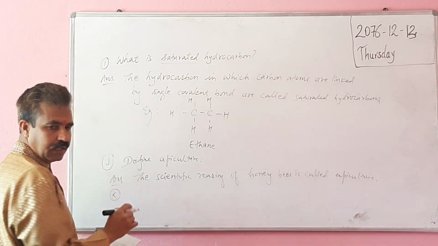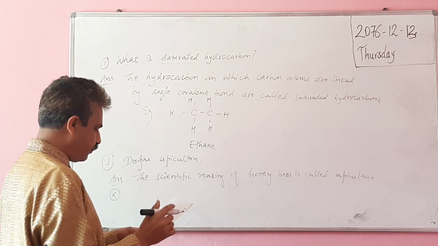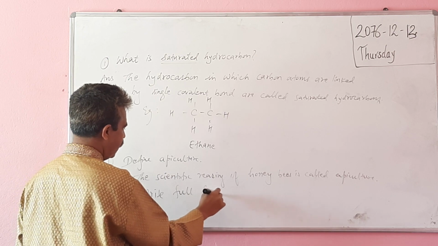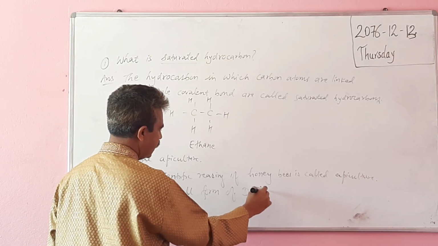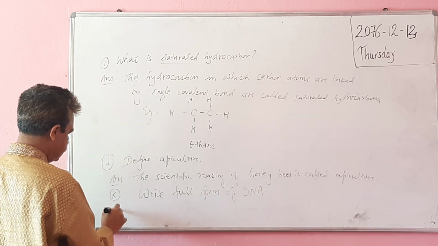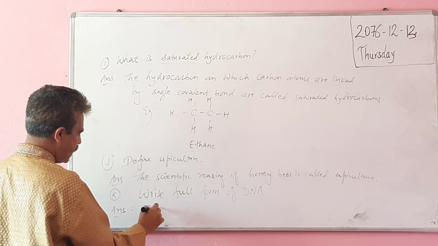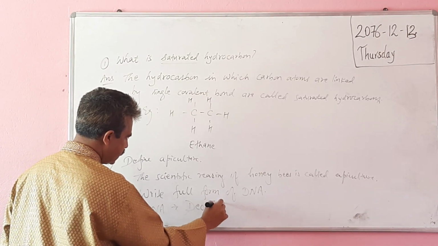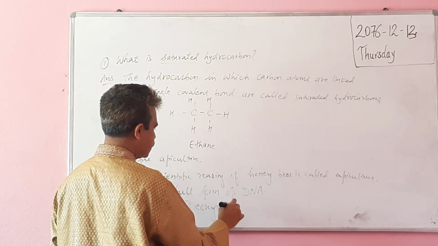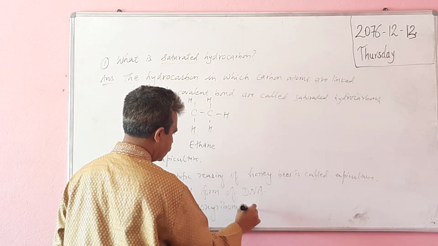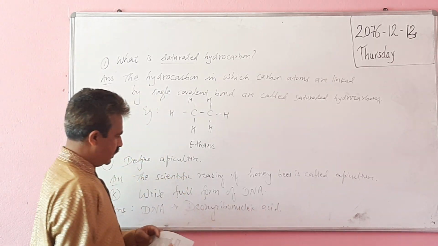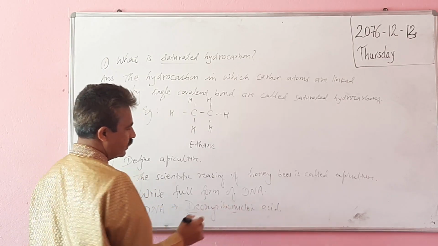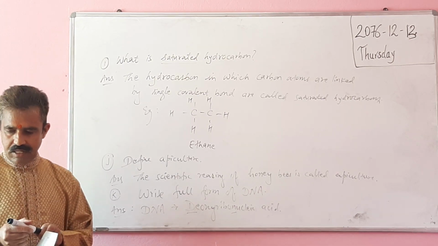Now question number K. K is write full form of DNA. So what is the answer? So DNA. So very simple. Deoxyribonucleic acid. Deoxyribonucleic acid. DNA. Right? That is the answer. Now to the next one.